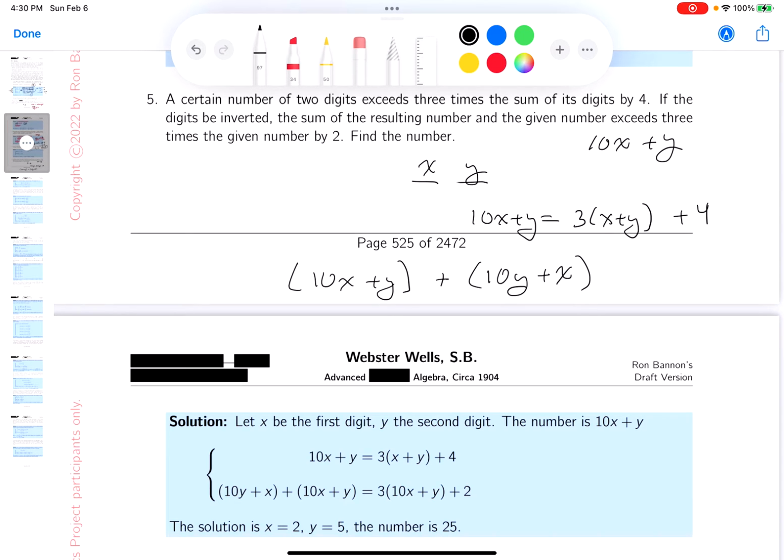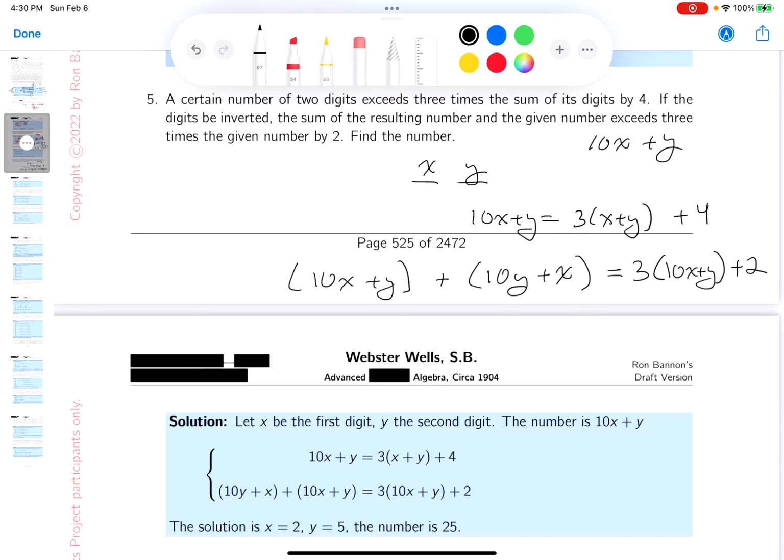All right, let me read that again. If the digits are inverted, the sum of the resulting number and the given number exceeds 3 times the given number by 2. Well, what's the given number? 3 times the given number, the given number, 10x plus y, by 2. So it exceeds 3 times the given number by 2.